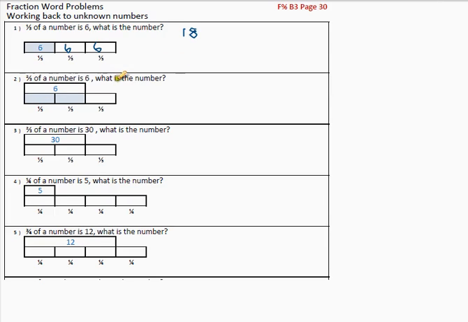Okay, 2/3 of a number is 6. What is the number? Now the same diagram, but now that bit is 2. So what would one of these be? It would be half of 6. 3. So if that's 3, then that's 3, then that's 3. And 3 times 3 is 9.